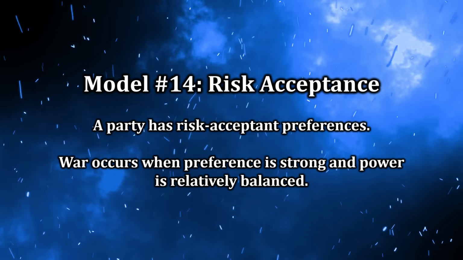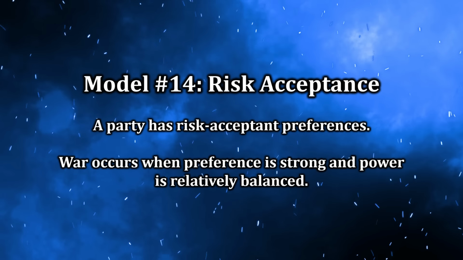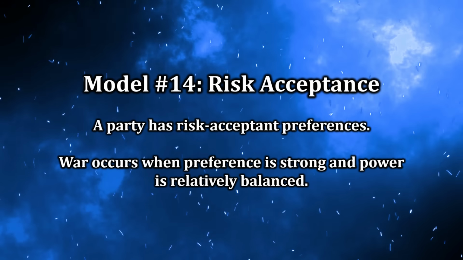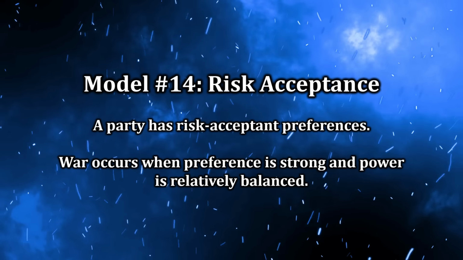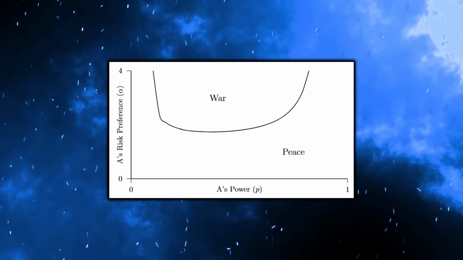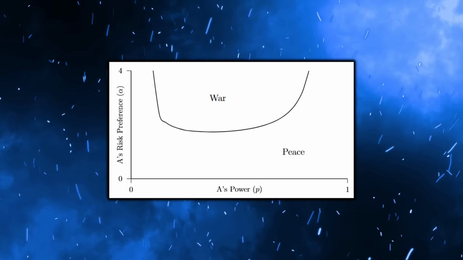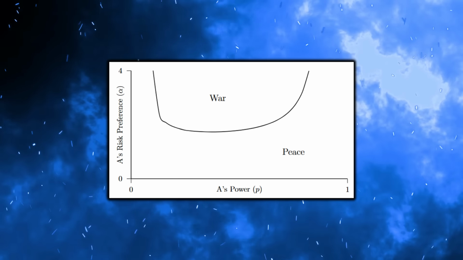When the parties are risk-acceptant, the marginal value of the next portion of the good increases as their share increases. As though they are compulsive gamblers, the randomness of war de facto creates additional utility for the parties. War therefore occurs when risk acceptance is higher and power falls in a middling range, as 2 balanced opponents fighting leads to the most variance in war outcomes.